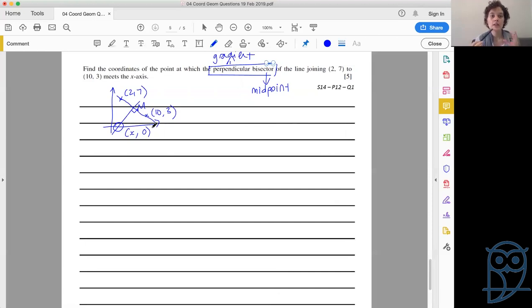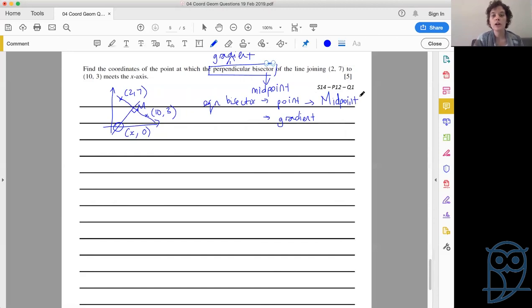We need to get the equation of that perpendicular bisector before we can set y to 0 and solve for x. So to get the equation of a bisector, we need a point and we need a gradient. See, we're using that y minus y1 equals m(x minus x1) over and over and over again. It's your best friend. Our point: neither (2, 7) nor (10, 3) will work because they're the ends. Our point is going to be the midpoint. But we have a formula for that, so we're all good.